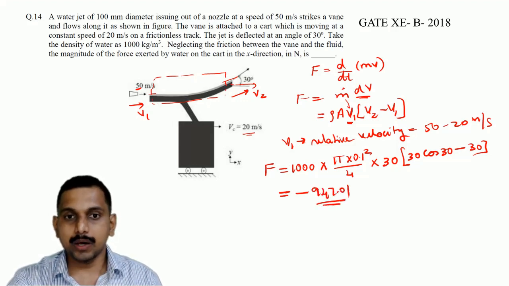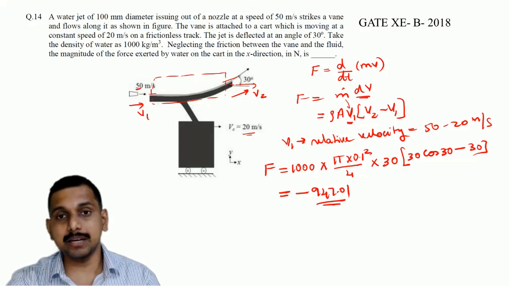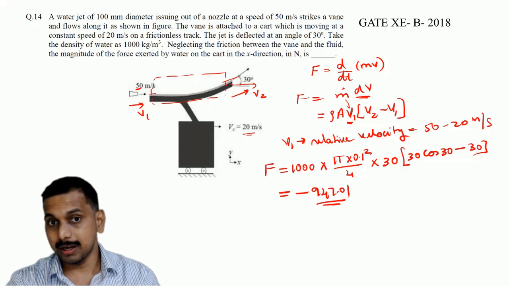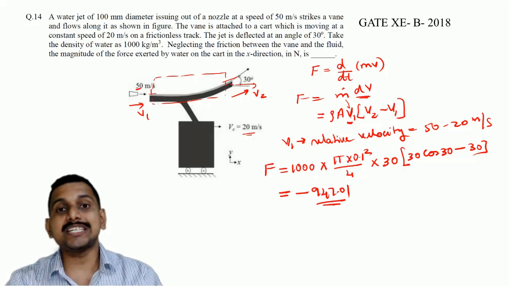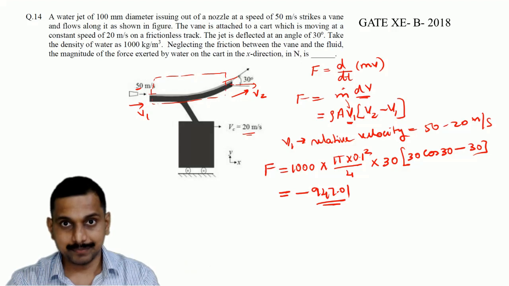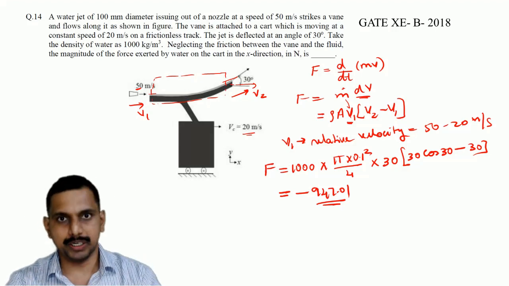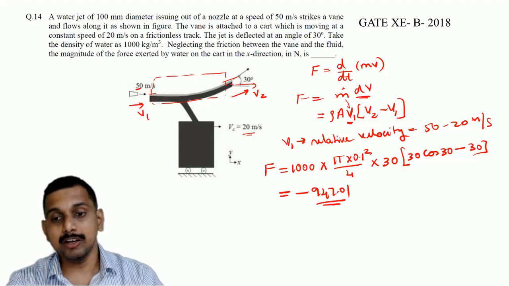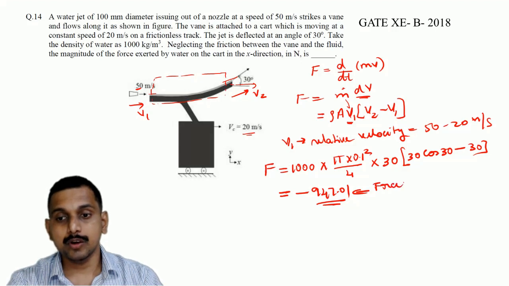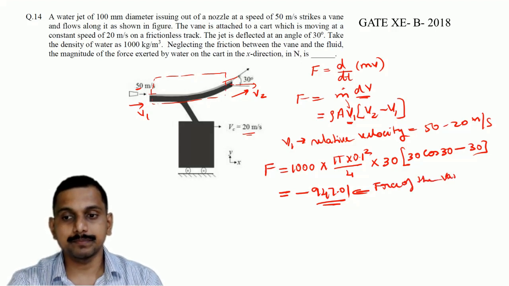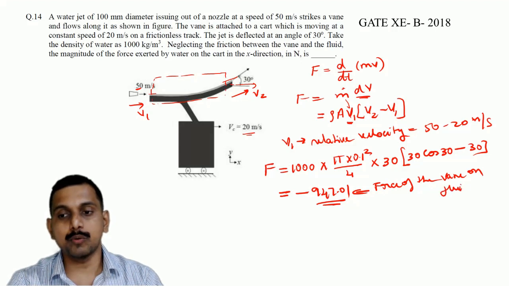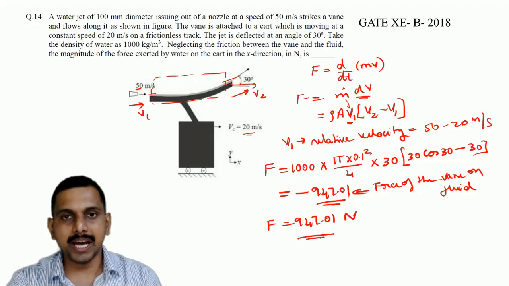947.01. Now here, this is the force exerted by the vane on the fluid, because we are seeing the change in the momentum of the fluid. Very important: it is the force exerted by the vane on the fluid. So what is the force exerted by the fluid on the vane? F is equal to 947.01, so many newtons. That would be the answer I am getting.